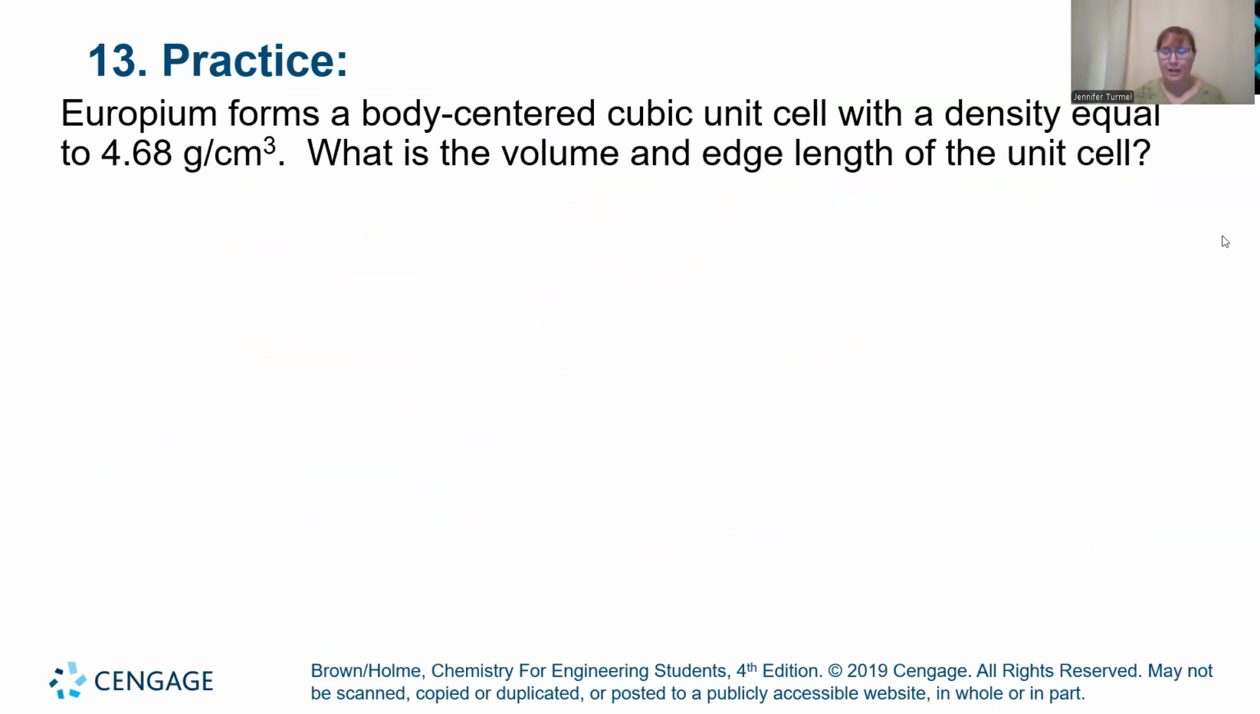Okay, let's practice a great, big, huge, fun problem. In this problem, we have the fact that europium forms a body-centered cubic unit cell, and it has a density of 4.68 grams per centimeter cubed. And we want to know 2 things. We want to know the volume, and we want to know the edge length of our unit cell.